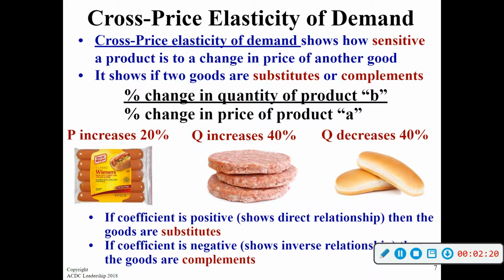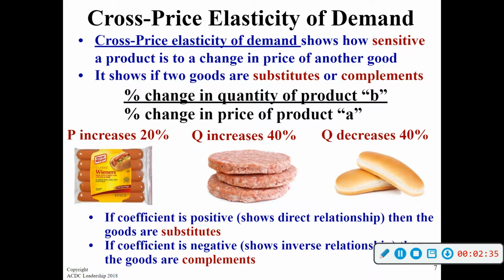So, in practicality, the way this works. So the price of hot dogs goes up. People are going to buy less hot dogs because now they're more expensive. Hamburgers are now the cheaper alternative. So they're going to buy less hot dogs because they're more expensive. They're going to buy more hamburgers because they are the cheaper good.